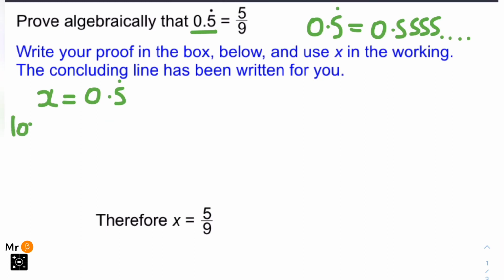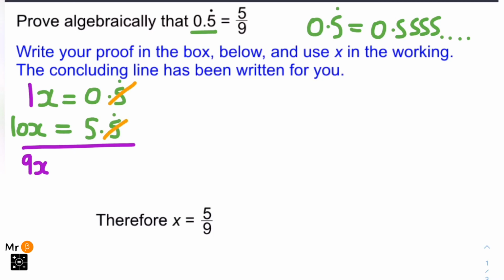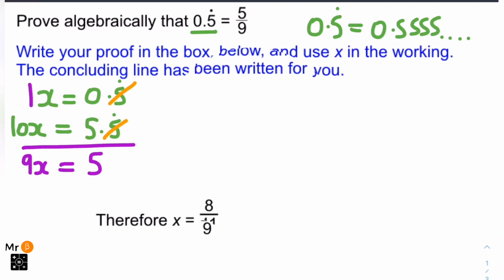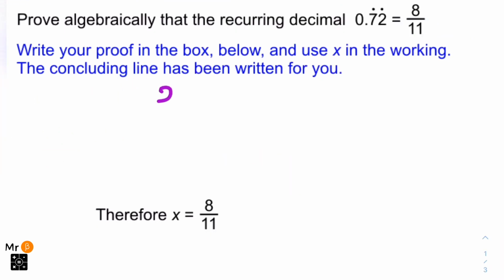We can then multiply this by 10 to get 5.5 recurring. So now, if we subtract 1x from this 10x, we would be left with 9x, and you will notice that these recurring parts cancel each other out. So actually, we would have 9x is equal to 5. We would then rearrange it to work out x by dividing both sides by 9, and you have proved it algebraically.